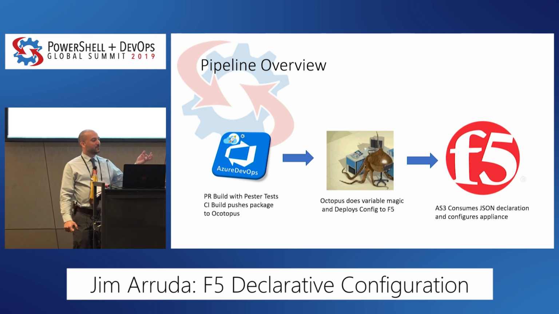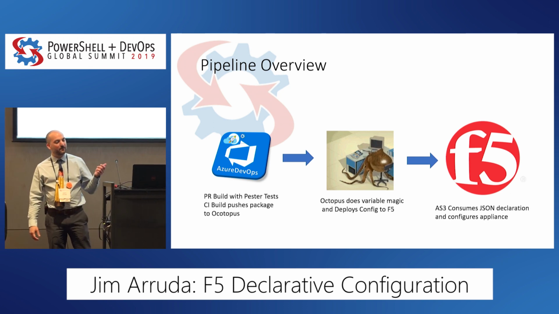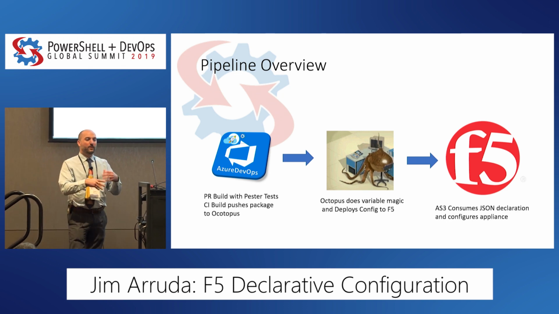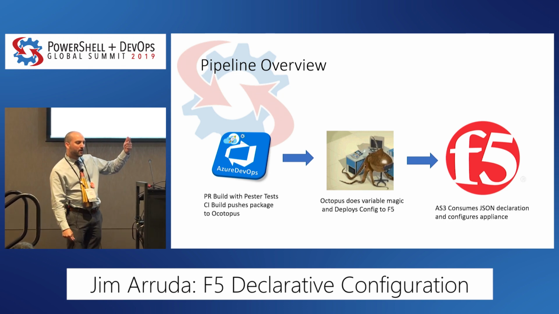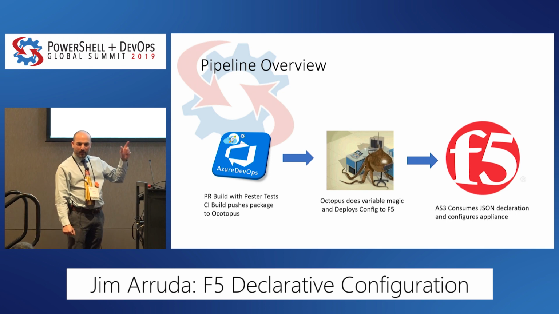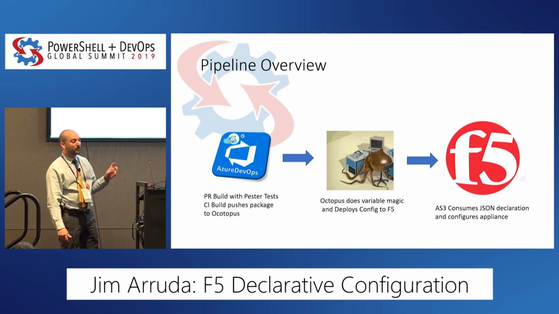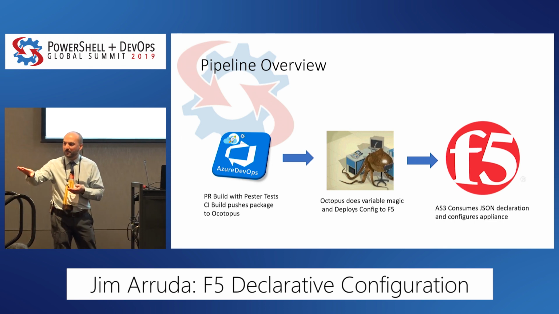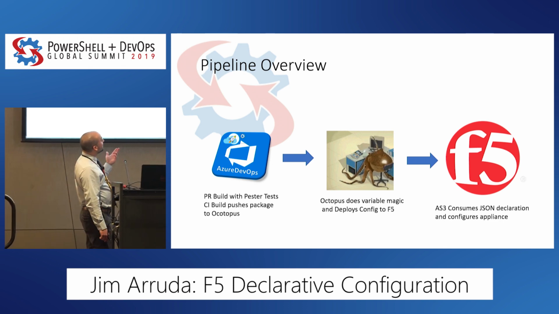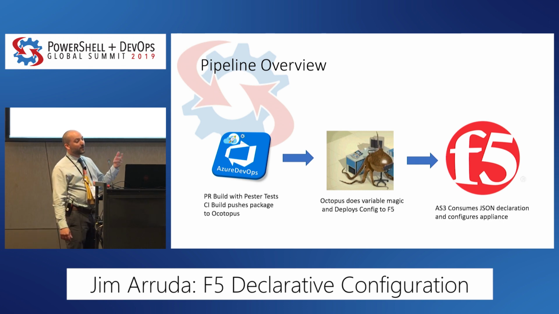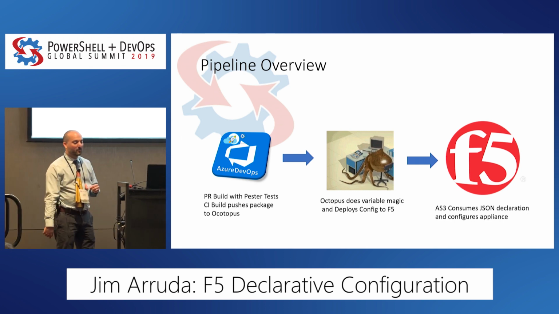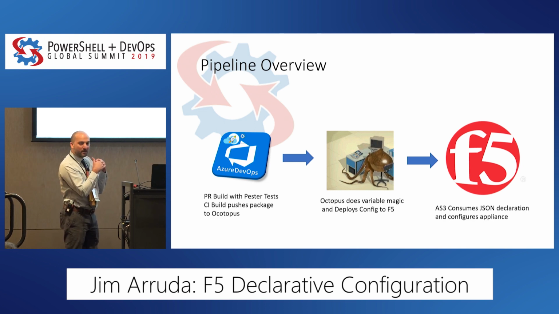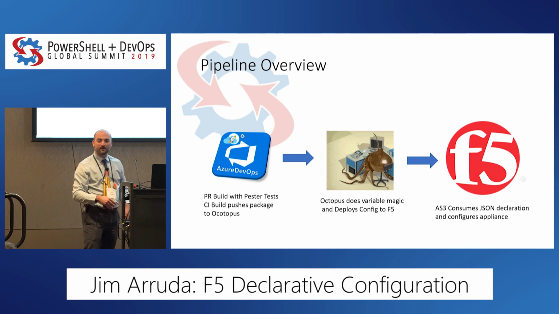I use ADO, Azure DevOps, for my repo, to store my manifest files. When I do a check-in of my code, a PR build runs. I have some Pester tests that check the validity of my configuration. And I have a CI build that then packages my manifest and pushes it off to Octopus. Then Mr. Octopus in the middle does some variable magic that I'll go over in a little while, and deploys the config to the F5. And then the AS3 takes my JSON declaration and configures the appliance.